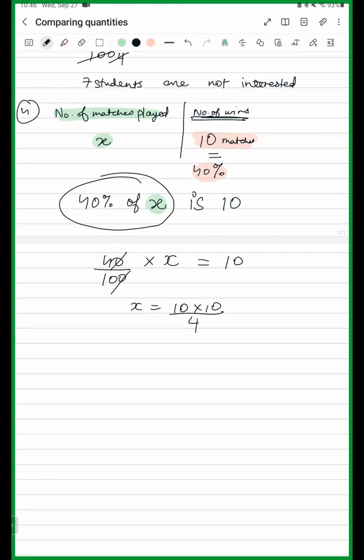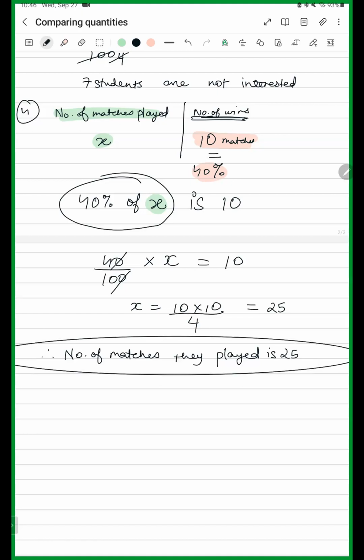It will be 25. X is, very good, 25. So what is X? Look at what we have written. What is X? X is the number of matches they played. Exactly. So now for the final answer, you have to write, therefore, number of matches they played is 25. Very good. And you have to put it inside a box.